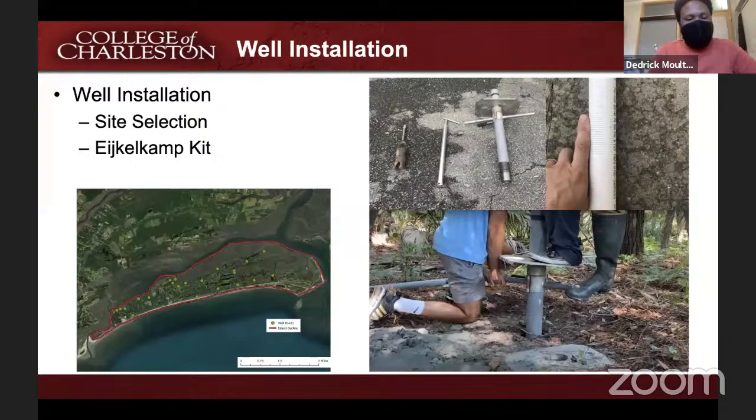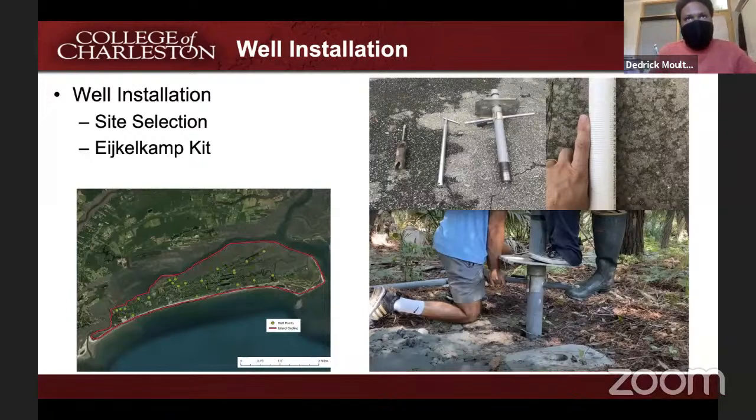So the way that we monitored this was we installed a series of wells across the island that were ranging from like 12 and 18 feet using the Eichel Camp kit, which is a combination of augering and direct push. And these wells took about 2 hours to install each, and we've installed 21 across the entire island.